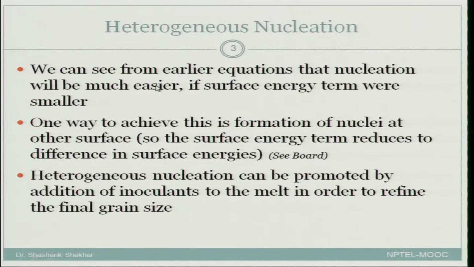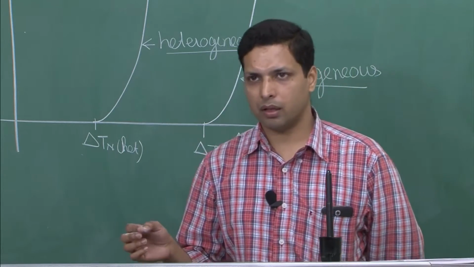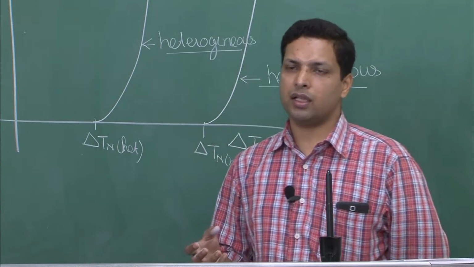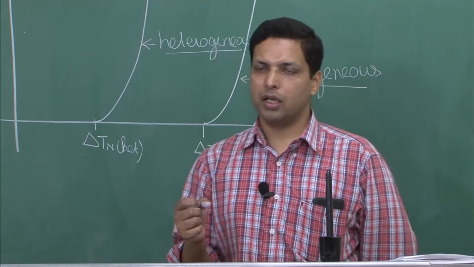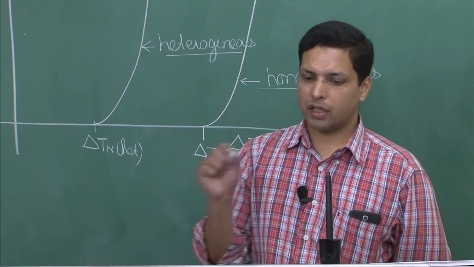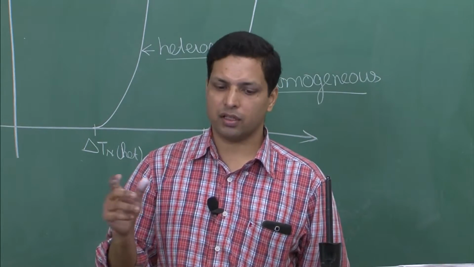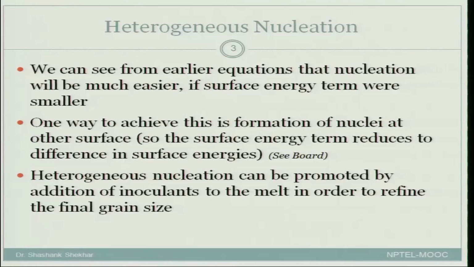So we saw when we were talking about heterogeneous nucleation that from the homogeneous nucleation itself we can see surface energy has a great role to play. Whenever the surface energy term increases, homogeneous nucleation becomes improbable. In heterogeneous nucleation, that is what makes the big difference. Here the surface energy term becomes very small because you are nucleating the small clusters at the surface, thereby changing the surface energy, or what you get is a difference in the surface energy, and therefore the total surface energy term is smaller. So one way to achieve this is formation of nuclei at the other surface, meaning the mold liquid interface, which we discussed in detail.